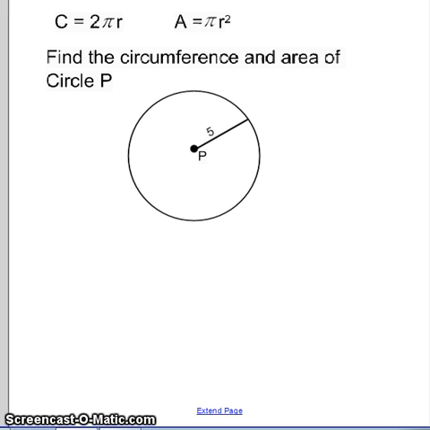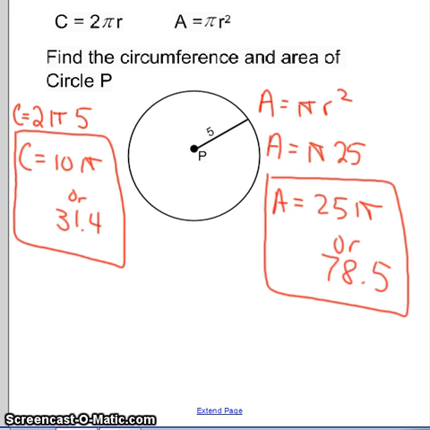Go ahead and hit pause, jot down your answer real quickly on this, and give it to me both ways, one with pi in the answer and one with pi approximated and multiplied out. And here are the answers. It's simply a matter of plugging in 5 and working it out. I prefer the answers 10 pi for the circumference and 25 pi for the area, but you'll often need to work it out by multiplying pi out. Make sure you know where that button is on your calculator to save you the trouble of typing it in.